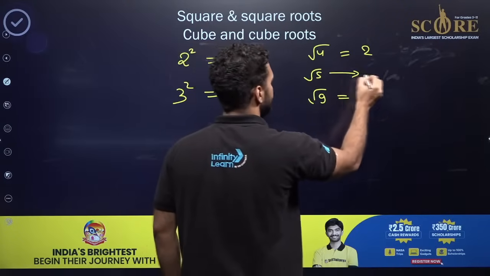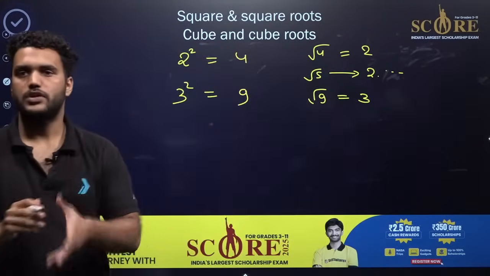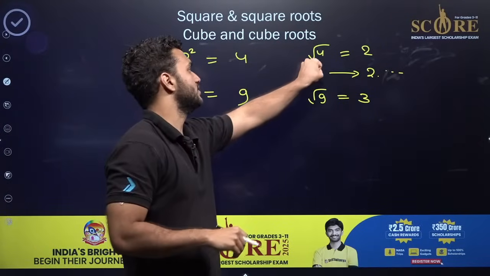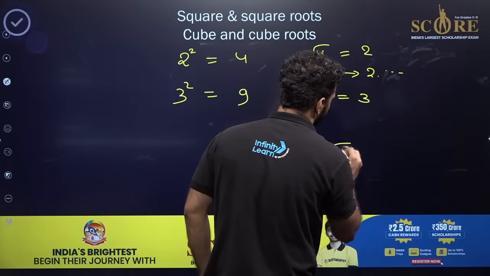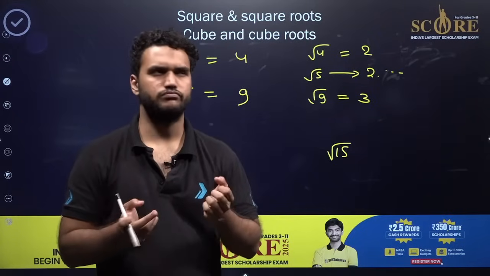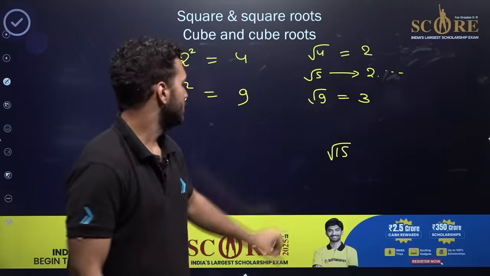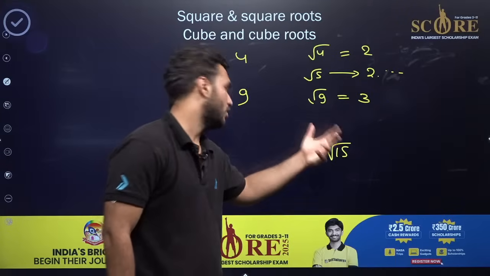Now what about this? This number will be somewhere here. This will be 2 point something. So if you know the squares, I have to find this. Let's find the value of under root 15, where this value lies between what two integers. Just try to find the perfect square number just bigger than it and just smaller than it.